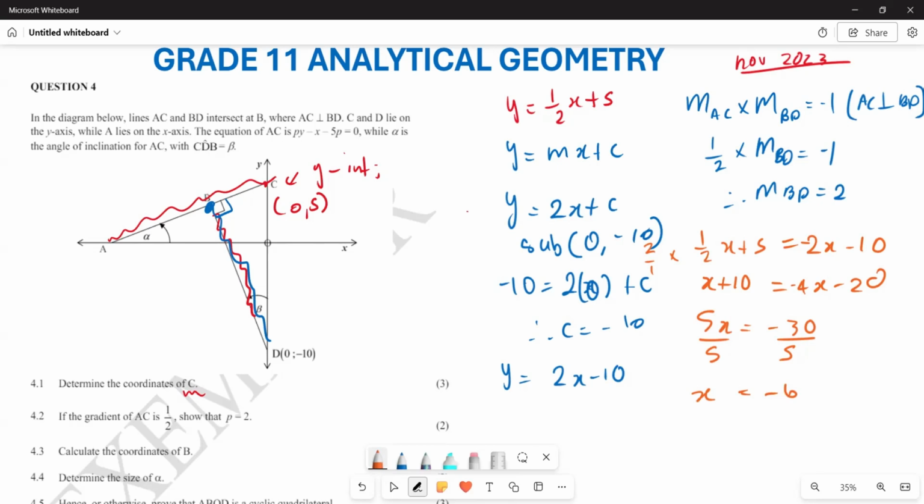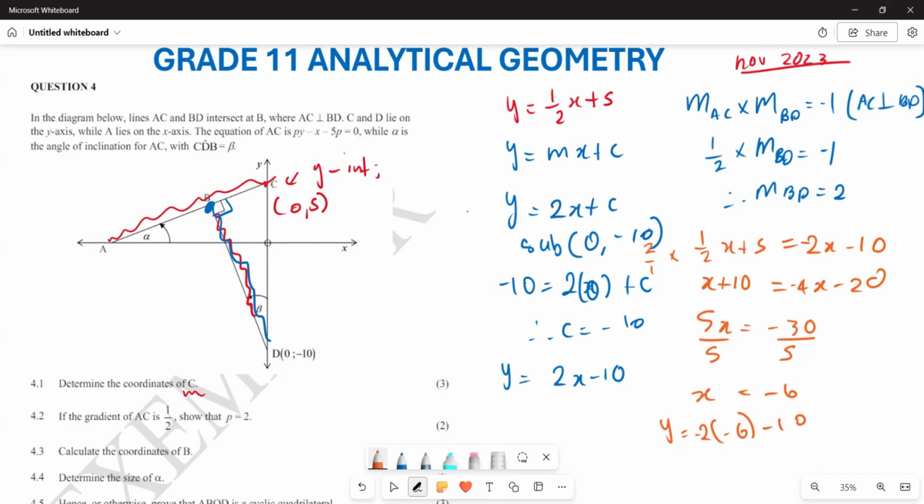Now you can substitute in any of these equations. Let's say you substitute in this one. You're going to say y is equals to 2 into -6 minus 10. This is negative. This is going to be the same as what? And what is going to be the answer that you're going to have here?